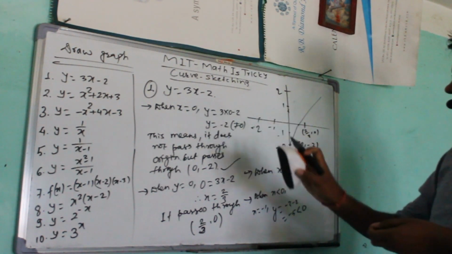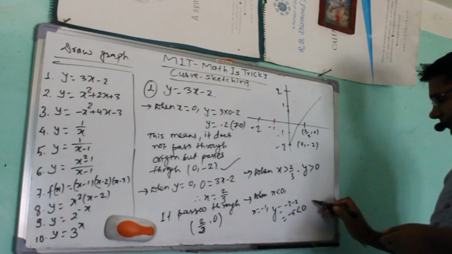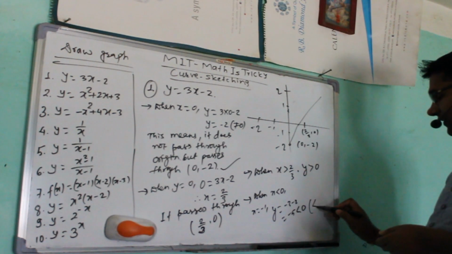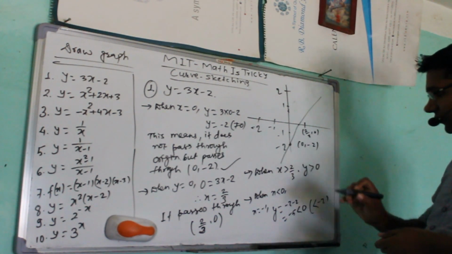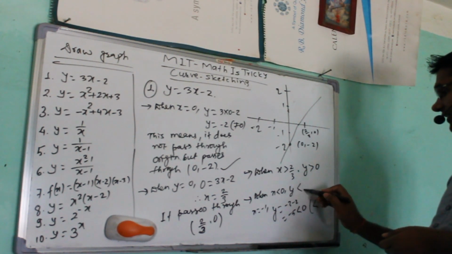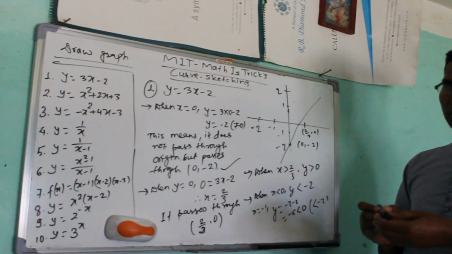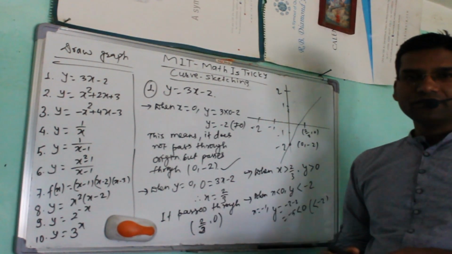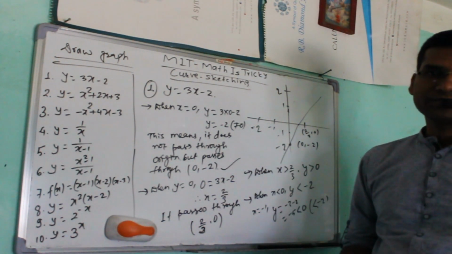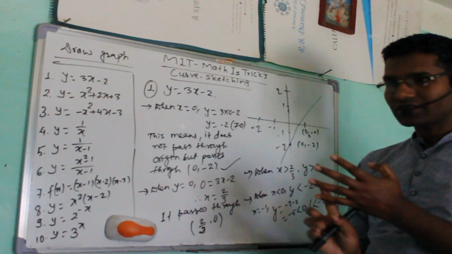Moreover, we can say that it is less than -2, isn't it? So it is coming down. So y is less than -2, and on the basis of this given information, this is our graph. Okay, understood? So what actually did I do to solve this problem?